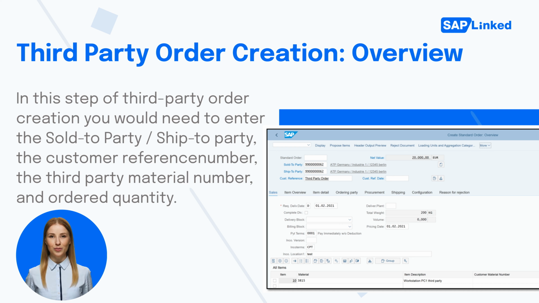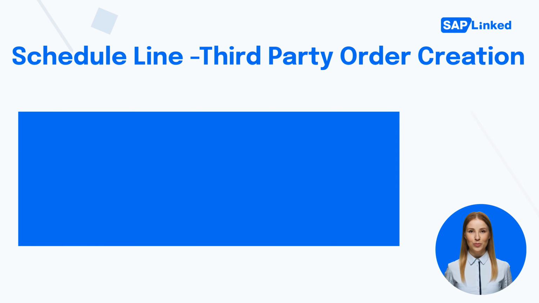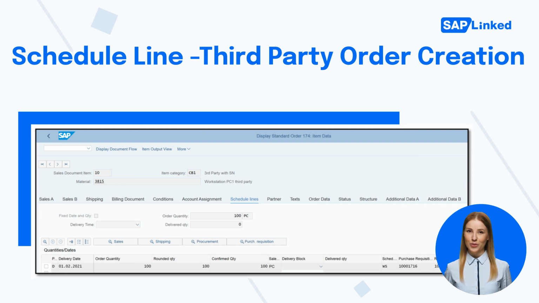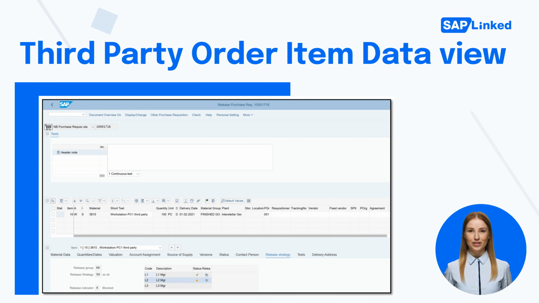In the next slide, we can check the schedule lines on item level. Once you have entered the required details, go to the Schedule Line tab on item level, which will show you the delivery date, rounded quantity, and confirmed quantity. Save the sales order. The purchase requisition is generated in the background. To know the purchase requisition number, either go to the Schedule Line tab in item level of the sales order and check in the Procurement tab, or go to Sales Order Header and check in Status Overview.